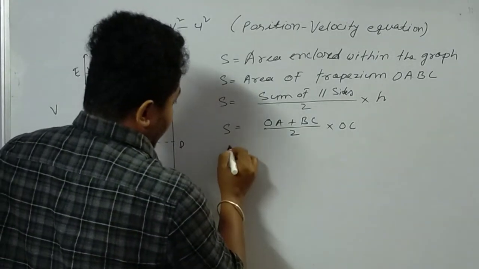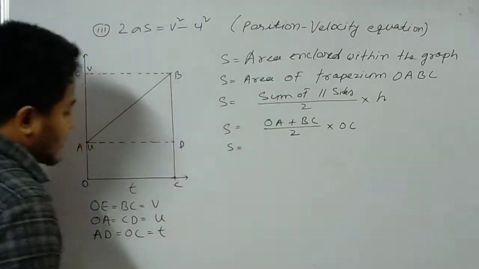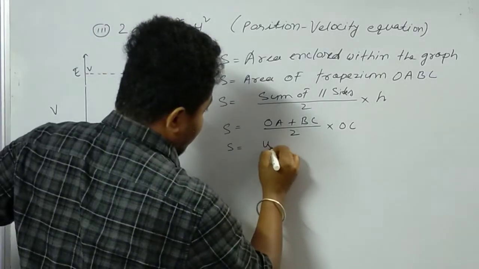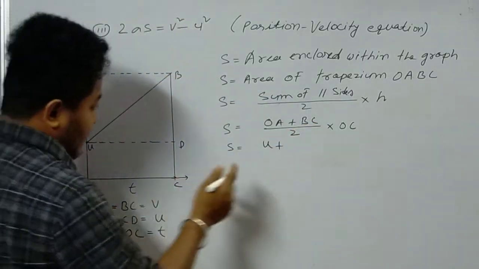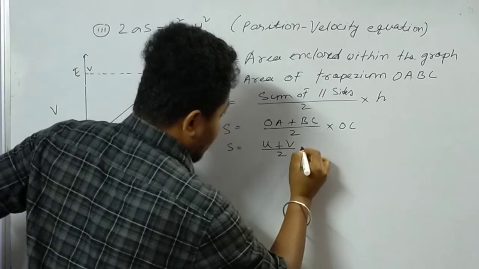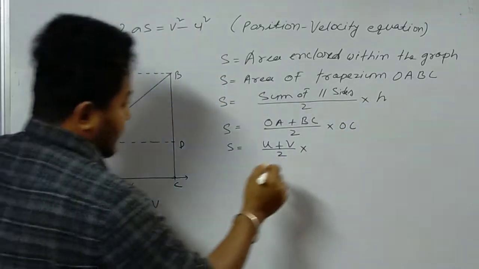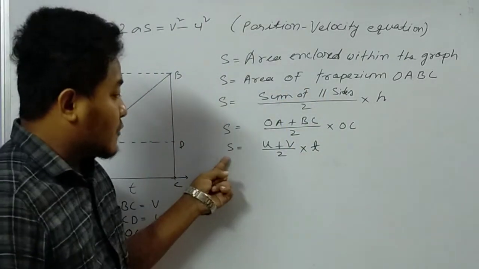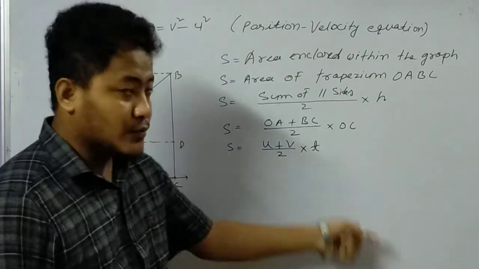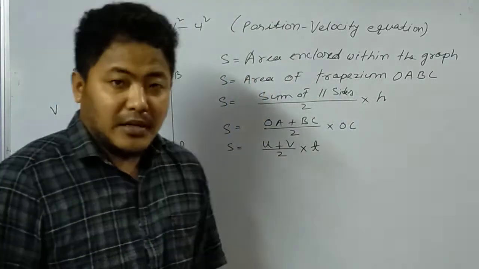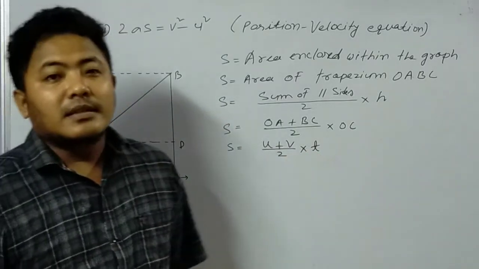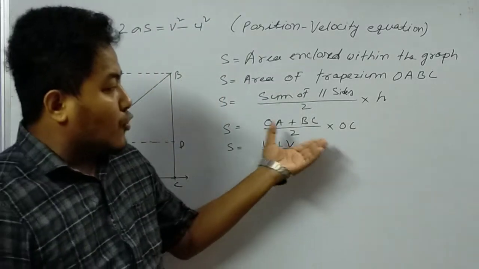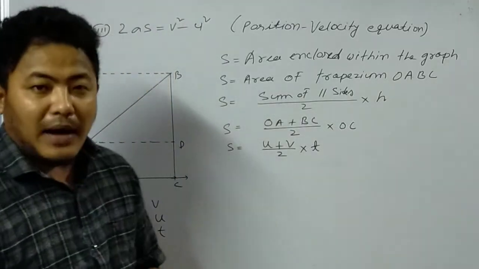Now if I put the values accordingly, S is equal to, OA will be the initial velocity U, plus BC will be the final velocity V, U plus V by 2 into OC, and this OC will be T. Now finally we have found that S is equal to U plus V by 2 into T after putting the respective values. Now for the value of T, we will not put it directly as here, but we will find the value of T.